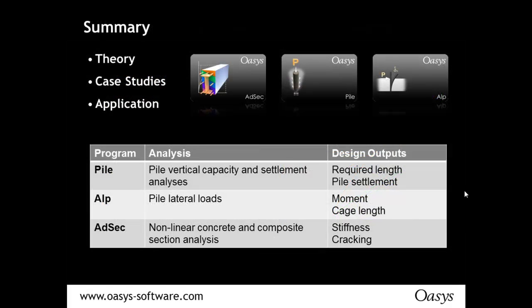So just to summarize in terms of what the programs do, Pile, you should now be very familiar with, carries out a vertical capacity analysis and settlement analysis. So you output the required length and the pile settlement. ALP looks at lateral loads on the pile, and it gives you information about moment and cage length. Now the moment information from ALP, as well as any loads, is fed into AdSec, which looks at the section of the pile, and it gives information about stiffness and cracking.